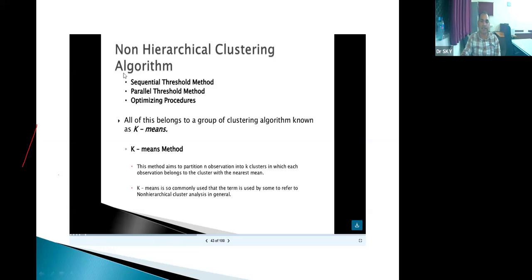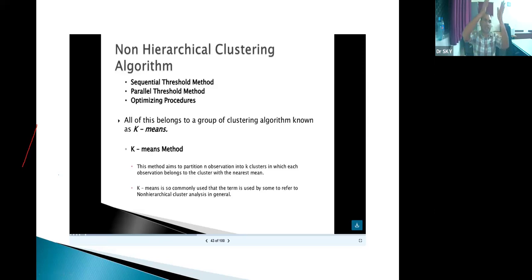Non-hierarchical clustering algorithms are the sequential threshold method, the parallel threshold method, and the optimizing procedure. All of these belong to the group of clustering algorithms known as k-means clustering, because here we already know in advance the k clusters, and the starting points, or seeds, are taken as the means. That is why it is known as k-means clustering. The k-means method aims to partition the n observations into k clusters, in which each observation belongs to the cluster with the nearest mean. For the nearest mean, we take the centroid.